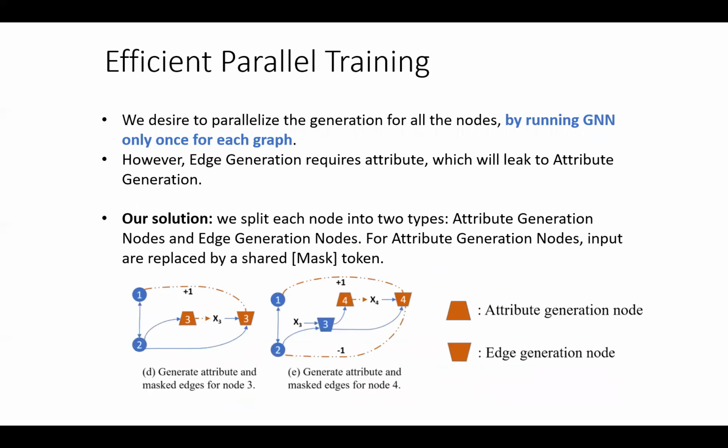To avoid such information leakage, we split each node into two sets. The first set is called attribute generation nodes. We mask the attributes of these nodes and replace them with a dummy token and learn the shared vector to represent it. Another set is called edge generation nodes. For these nodes, we keep the attributes and put them as input. After running GNN over the graph, we will get two sets of node representations for each node, which will be used for the two generation tasks.